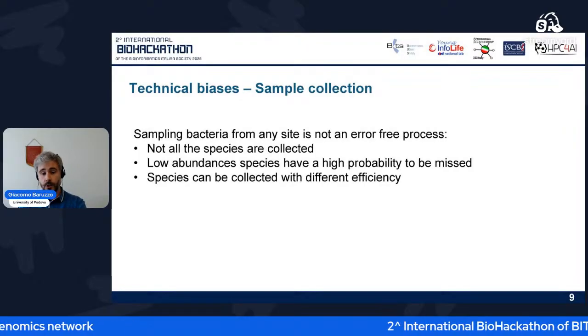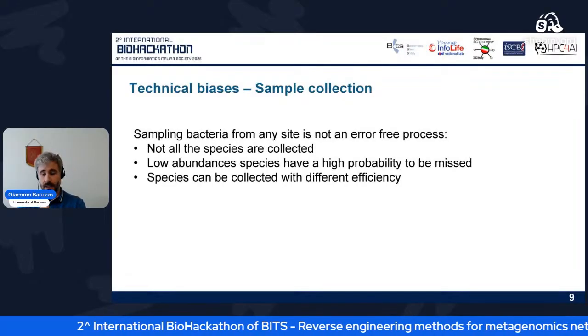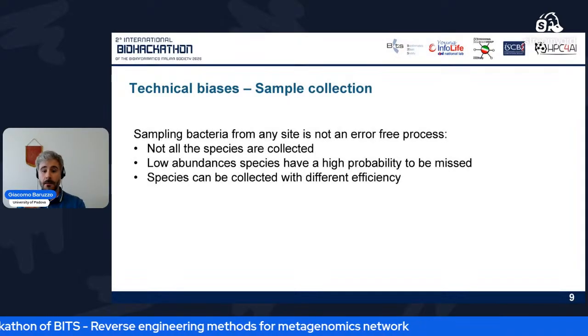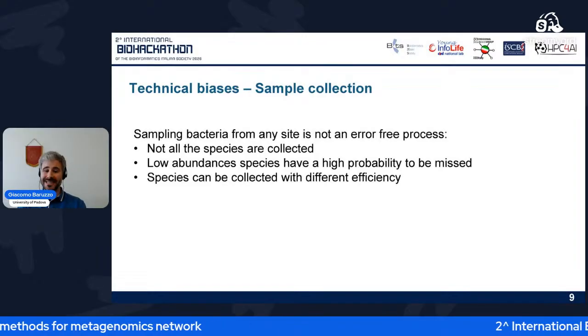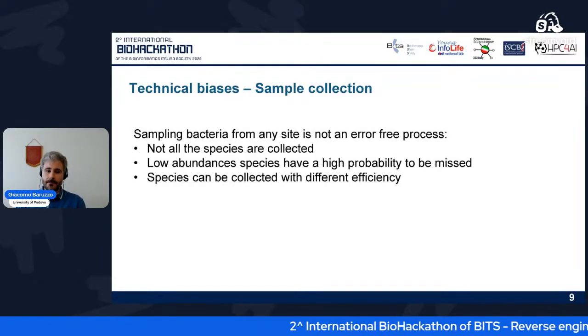This is telling you that you should expect to be able to collect not all the species that are truly present in the environment, but also that low abundance species have a high probability of being missed, not collected, and in general that all the species, independently of their abundance, that you may sample are not a very precise representation of them.